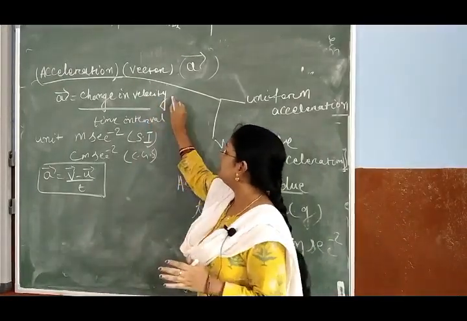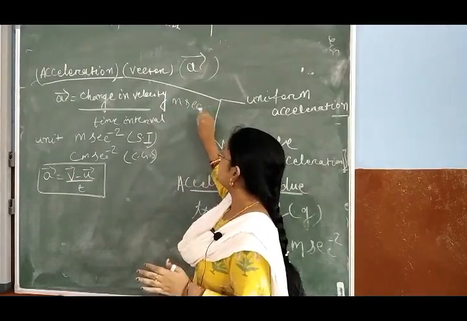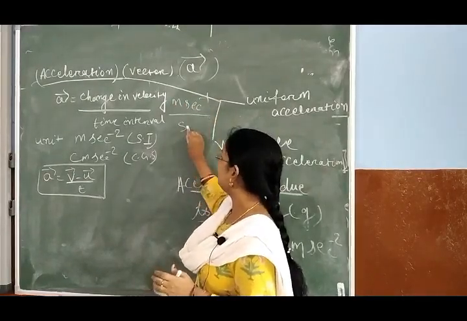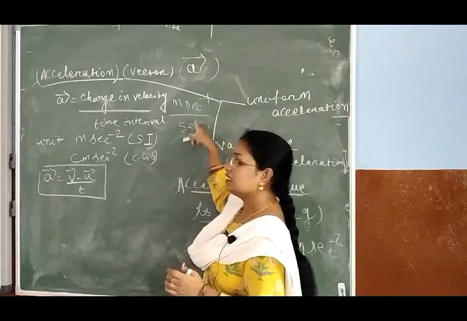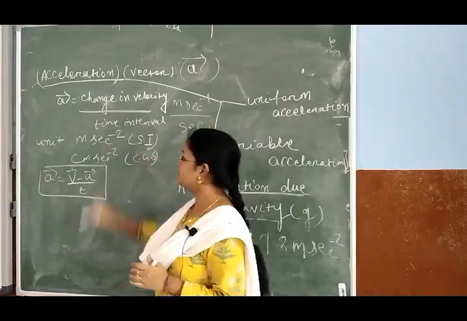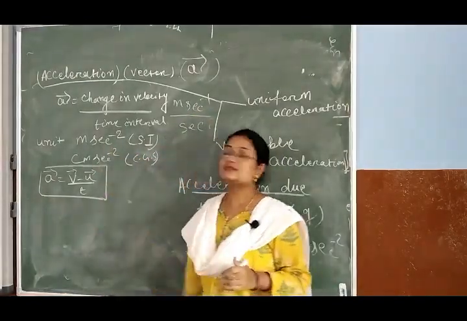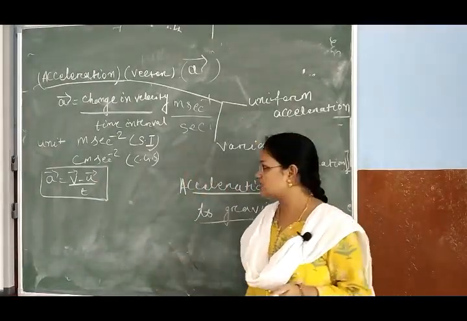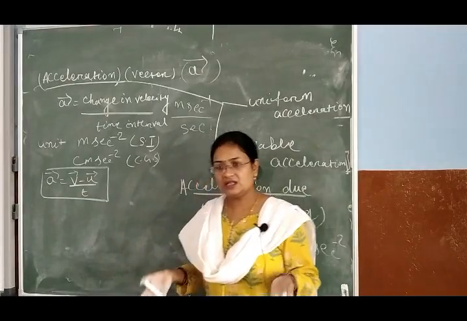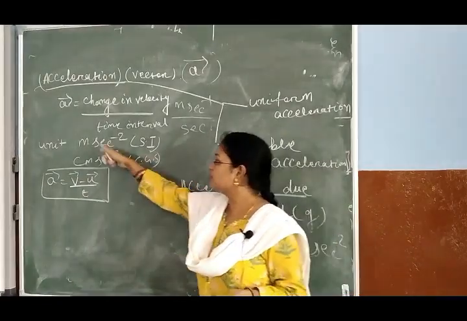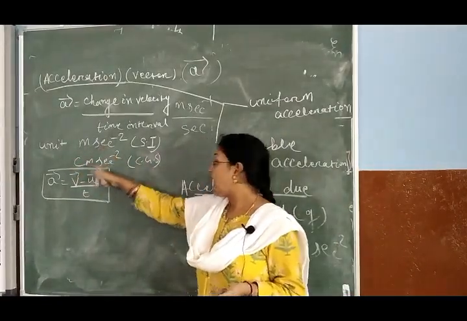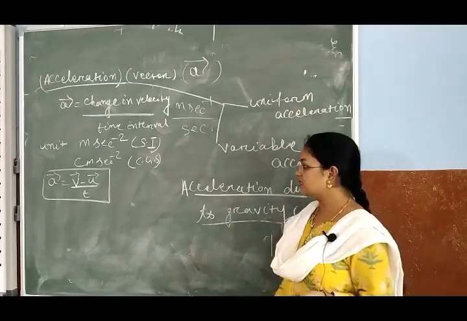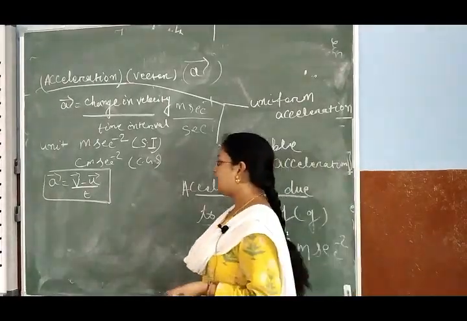Velocity unit is meter per second, and the time unit is what? Second. So the second goes up, that is your second to the power minus 2: meter per second square, and the CGS unit is centimeter per second square. Okay, and similarly the retardation unit is also meter per second square in SI unit, and the CGS unit is centimeter per second square.